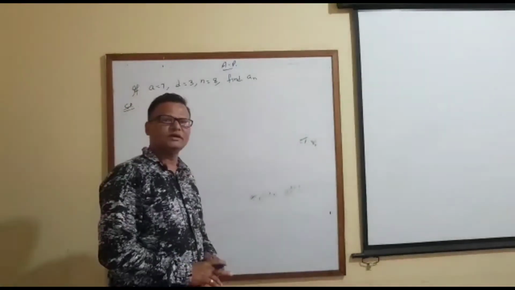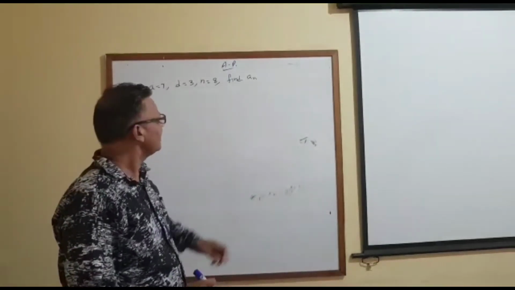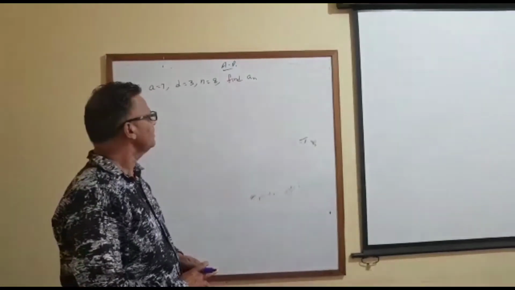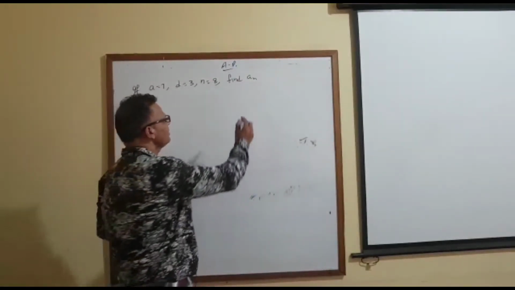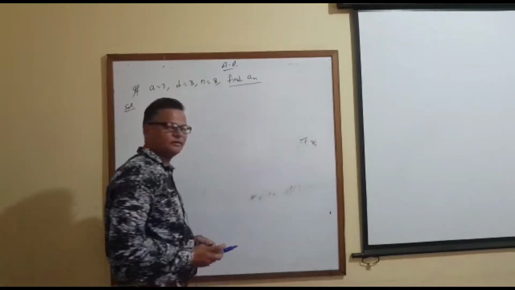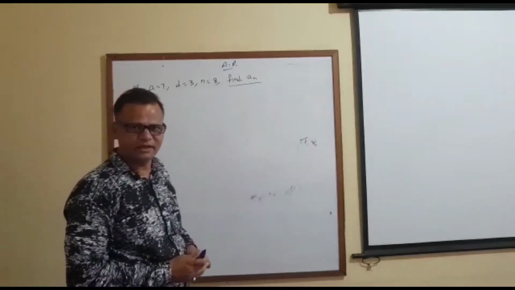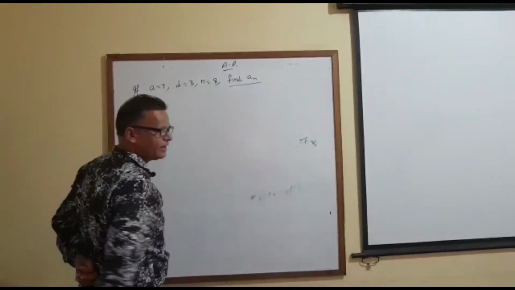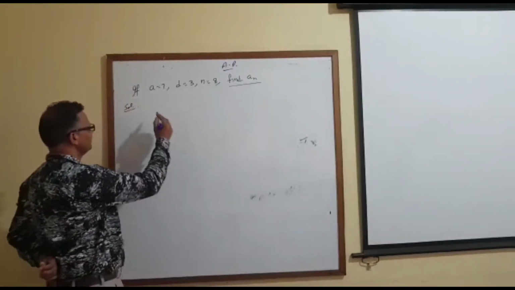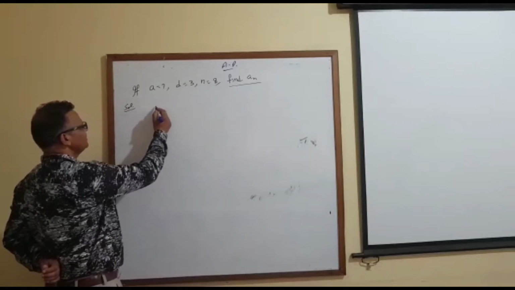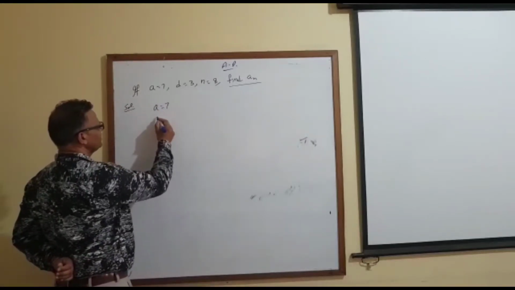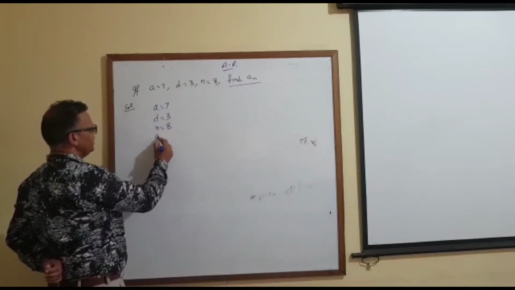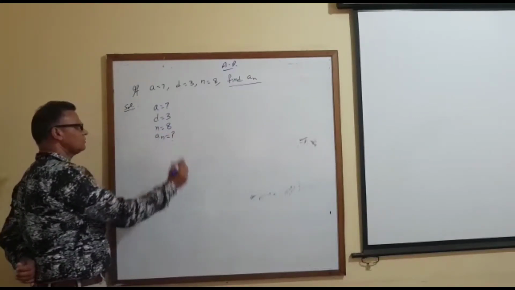So today we will continue with our topic AP, arithmetic progression. Today we will learn about finding AN, how we can find AN. If A is given, D is given and N is given, how to find AN? So first of all write A is equal to 7, D is equal to 3, N is equal to 8 and AN we have to find out.